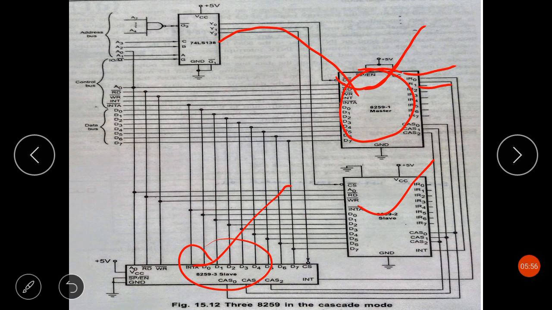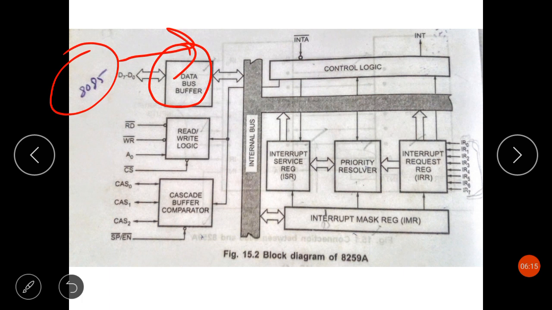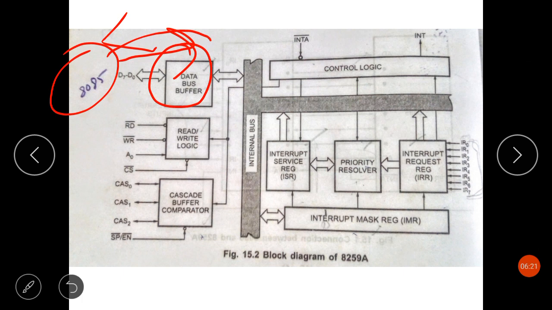Now let's see the block diagram of 8259. Let's discuss the block diagram of 8259. This programmable interrupt controller has a data bus buffer. It allows the 8085 microprocessor to send control words to the 8259 and read a status word from the 8259. The 8-bit data bus buffer also allows the 8259 to send the interrupt opcode and address of the interrupt service routine to the 8085 microprocessor.